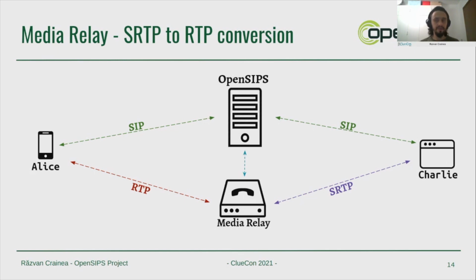Probably this is not the best scenario that I could come up with. Probably the best scenario is when you want your browser, which talks SRTP, to talk to a gateway, or a carrier, that usually doesn't support SRTP. That's another very common scenario where we are using a media relay and SRTP to RTP conversion.